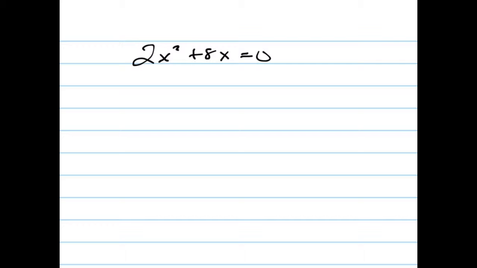So what's our greatest common factor on the left-hand side? Well, they both have 2 in common. 2 goes into both 2 and 8. And they both have an x. So we can factor out an x. When we divide 2x out of 2x squared, what are we left with? x. And when we divide it out of 8x, what are we left with? 4.